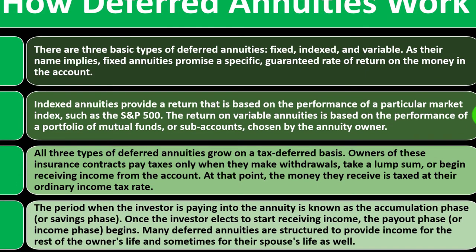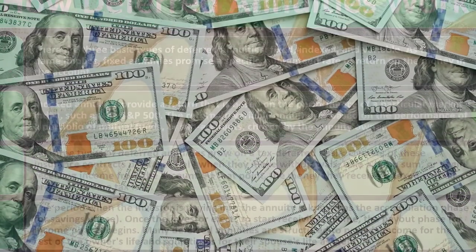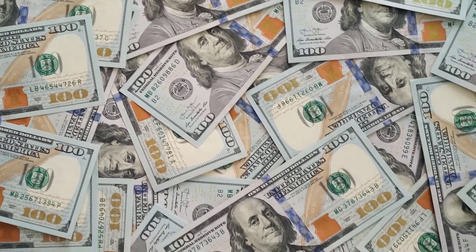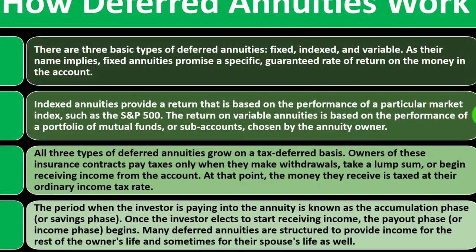So the period when the investor is paying into the annuity is known as the accumulation phase or saving phase. So it's deferred. You're putting money in, and it's accumulating upwards before you'll be taking the money out, because it's not an immediate annuity. Once the investor elects to start receiving income, the payout phase or income phase begins.